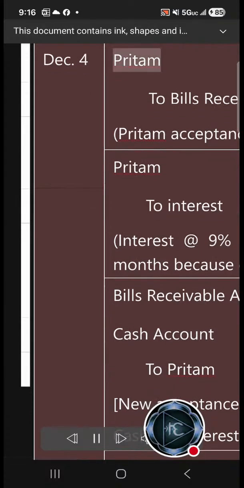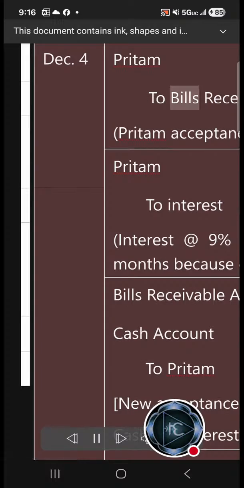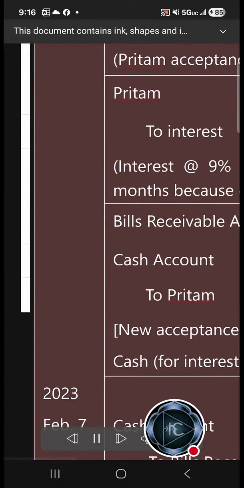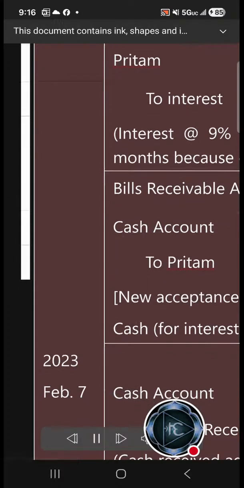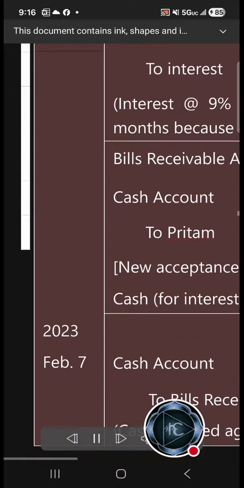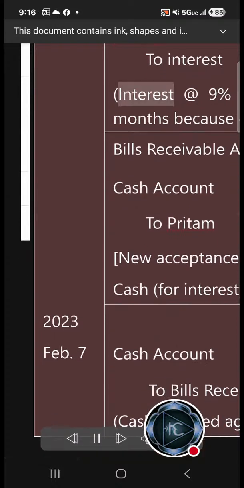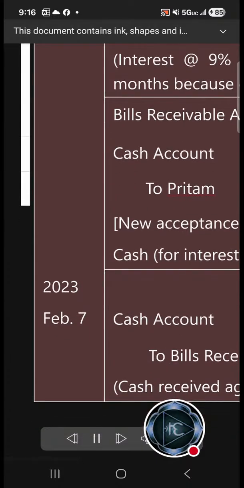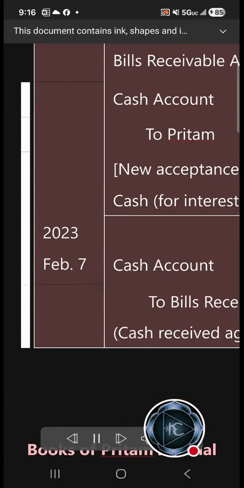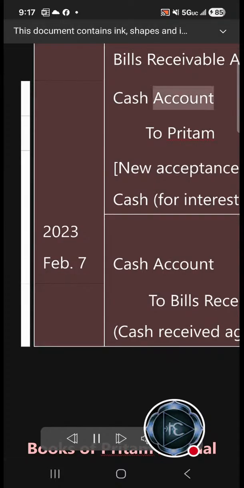Freedom Doctor $106,000, to Bills Receivable account $106,000. Freedom acceptance canceled because of renewal. Freedom Doctor $1,590, to Interest $1,590. Interest at 9% on $106,000 due from Freedom for 2 months because of renewal. $106,000. Bills Receivable account Doctor. Cash account Doctor.